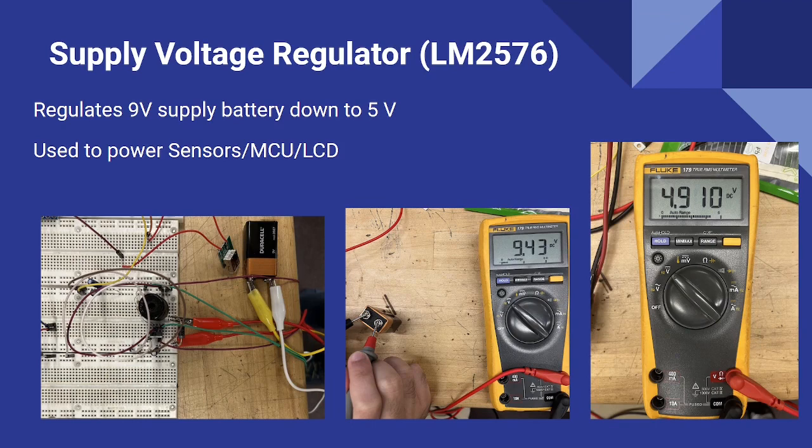Here you can see the breadboarded supply voltage regulator, which will be mainly powered by a 9-volt battery and will provide power to the sensors, MCU, and LCD. We measured the battery before using it, and it was about 9.43 volts, and then we connected the DMM to the output and got that the voltage regulator was giving about 5 volts at the output as expected.